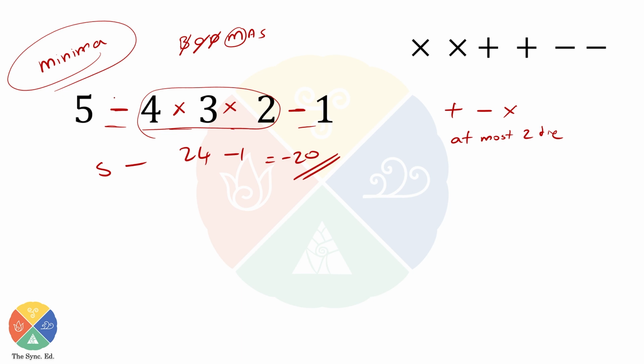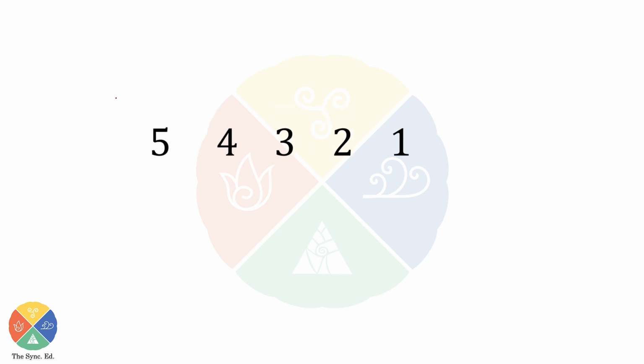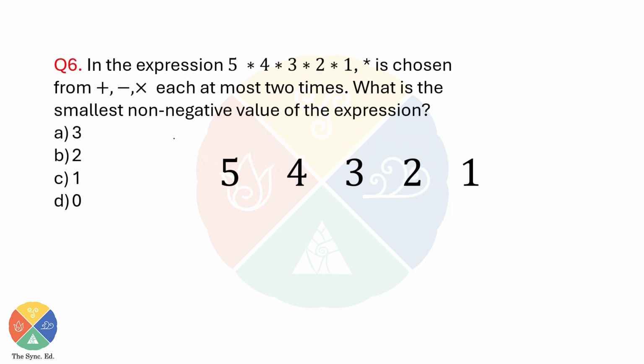Okay. Now let us solve this problem. I want you guys to find the answer for this. So the expression is this, with plus, minus, into each used at most 2 times, maximum 2 times. What is the smallest non-negative value? Non-negative. Your objective is to bring it as close to 0 as possible. Find me the answer for this.